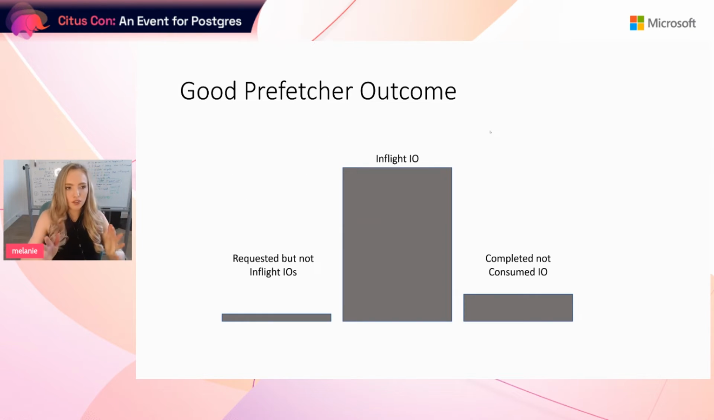As a visual for this, if your prefetcher is working well, then you will have a small buffer of completed IOs that are waiting for the consumer to pick up, and the consumer doesn't have to wait. You're utilizing as much of the storage capacity as you need. So your in-flight IOs are pretty high, and you don't have a backlog of IOs that your prefetcher has requested but are not in flight because the storage is throttling them.